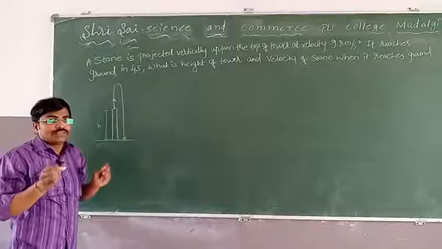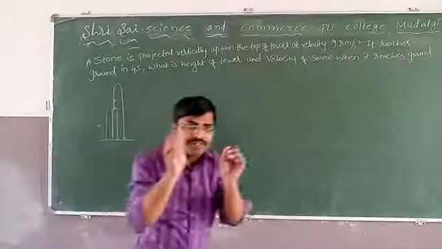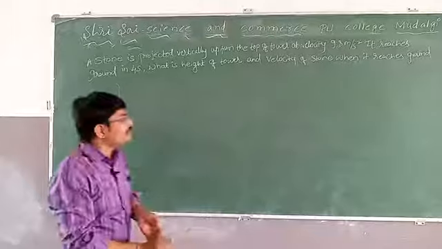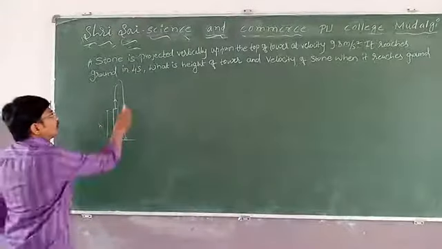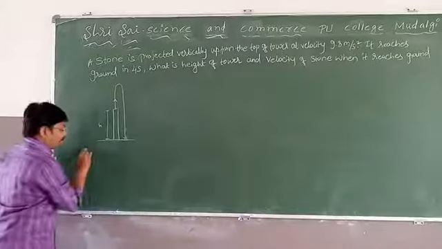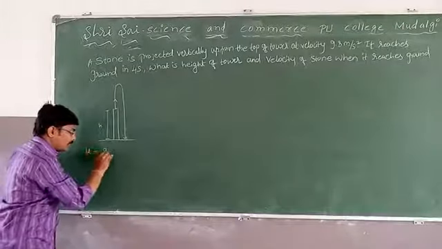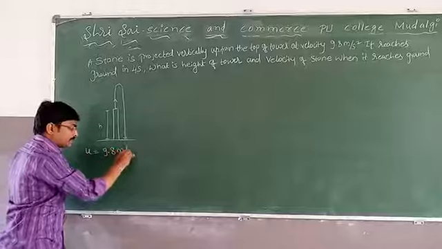See how complicated the case is, but once you understand, then it is very easy. What is the height of the tower? They have not given it, we have to find it out. What they have given, just go and write it. U is equal to the given 9.8 meter per second square.